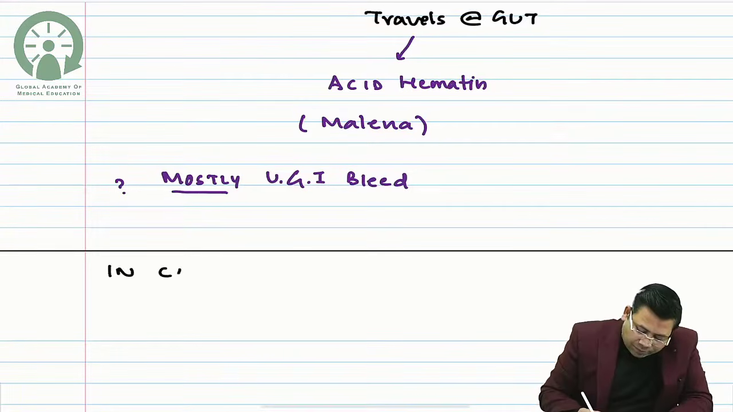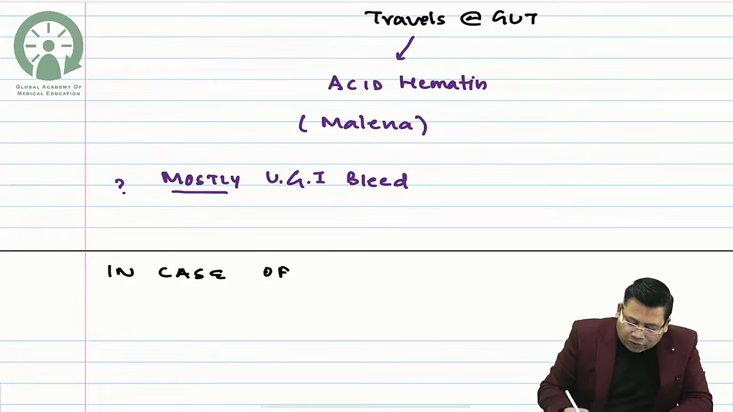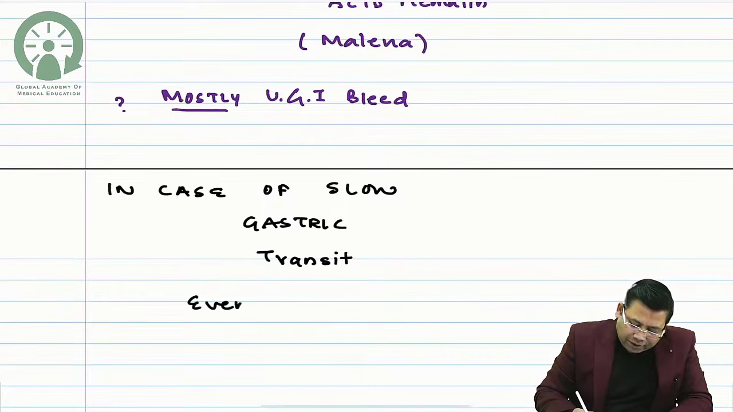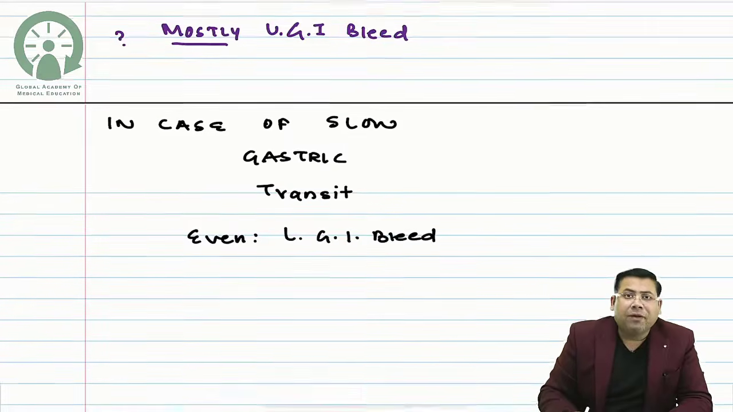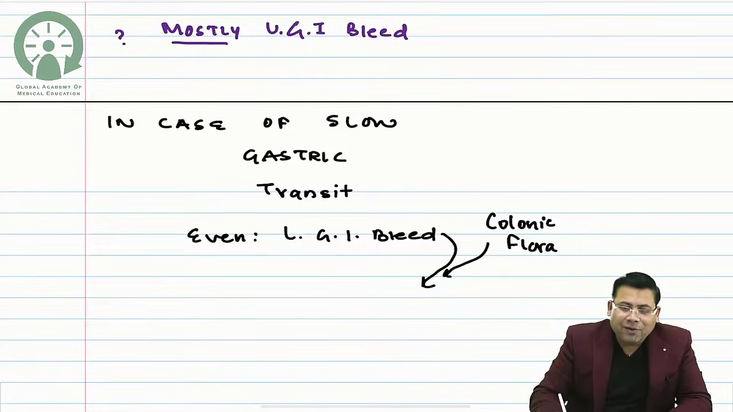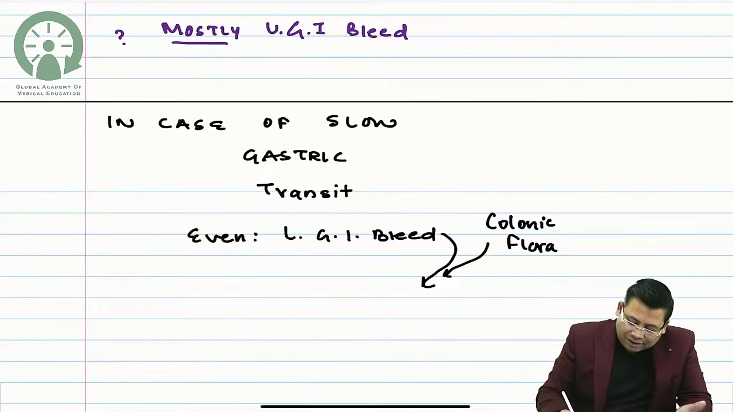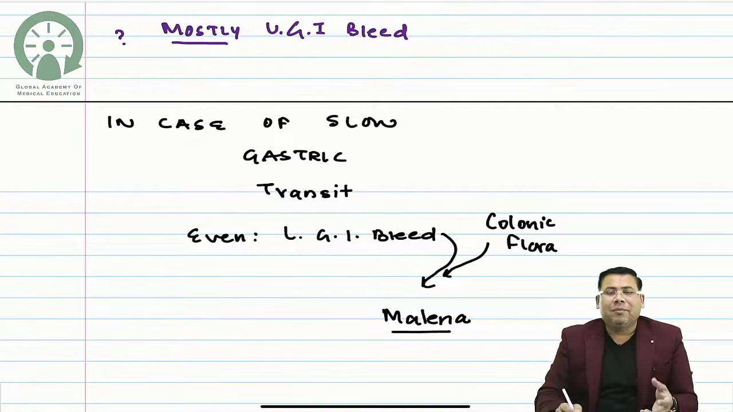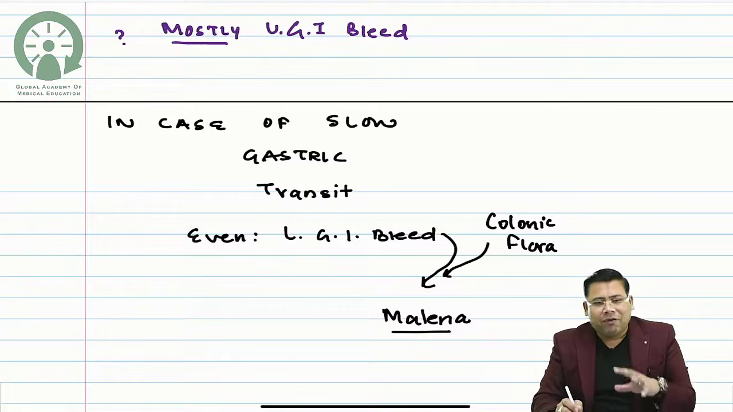So in case of slow gastric transit, do you know that even the lower GI bleed gets sufficient time to interact with what, students? To interact with the colonic bacteria, or you can say colonic flora, to convert it into what, students? Yes, it converts it into melena. So there are reasons. Ultimately, it is the peroxidase activity that we want to see.